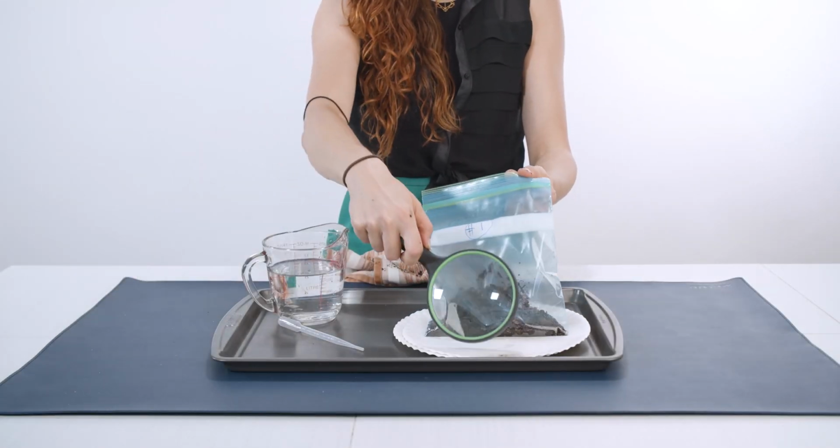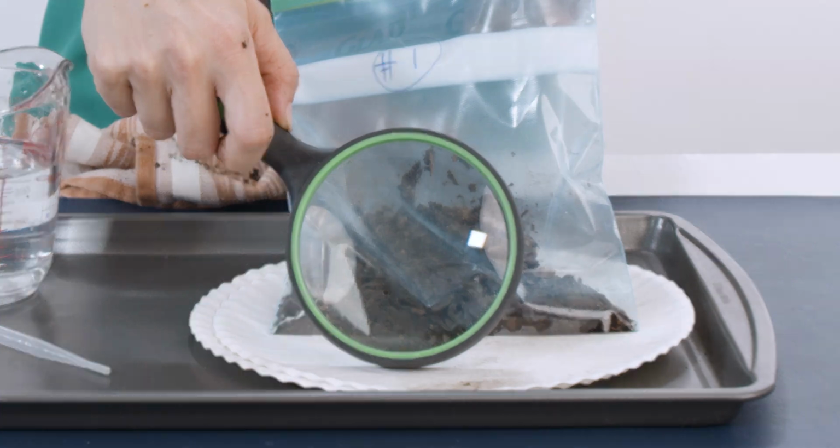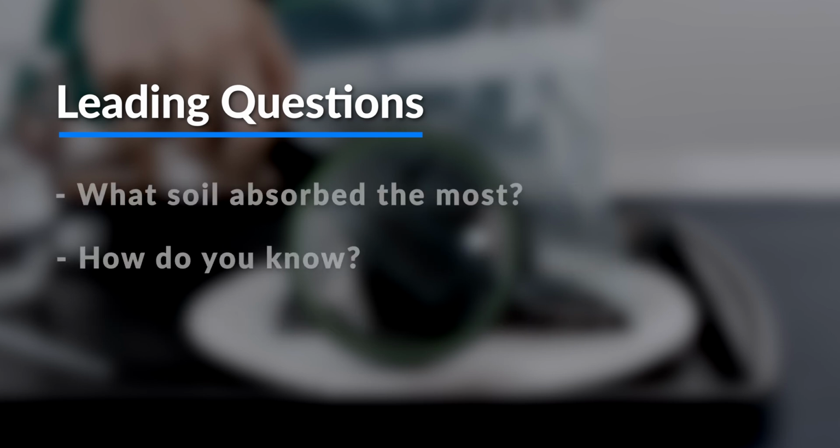After cleanup, facilitate a discussion about water's effect on various soil types. Examples of questions might be, what did you notice about soil number 1? Which soil made your hands the dirtiest? Why do you think that might be? What soil do you think absorbed water the most? How do you know? Additional sample scripts and suggested questions are provided in the curriculum.